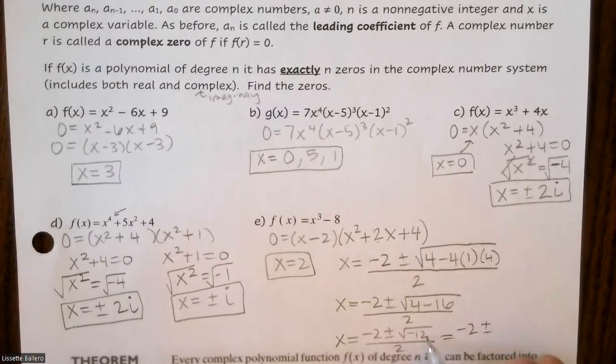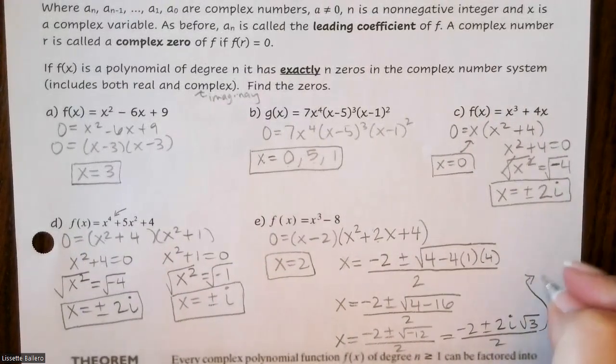And so 4 is the biggest perfect square that goes into 12, and so I would get 2i, and 4 times 3 gives me 12. Now that's a perfectly good answer right there. You can stop there, or you can go ahead and reduce, whichever way you want to do that. 2 goes into all of these, so I can reduce this by 2. And so that's going to give me negative 1 plus or minus i root 3.